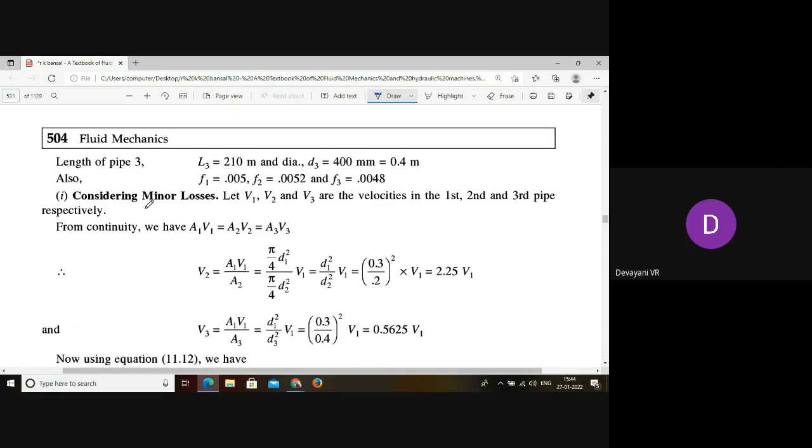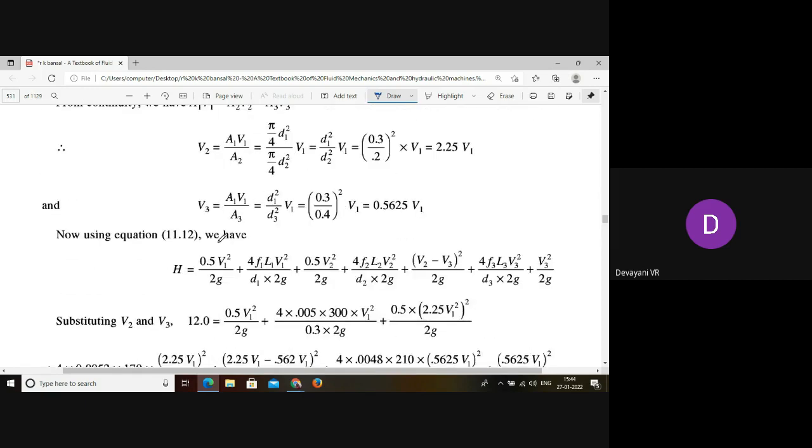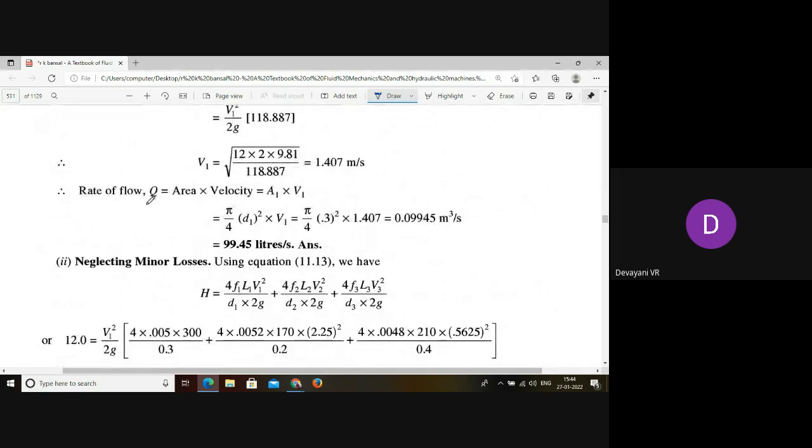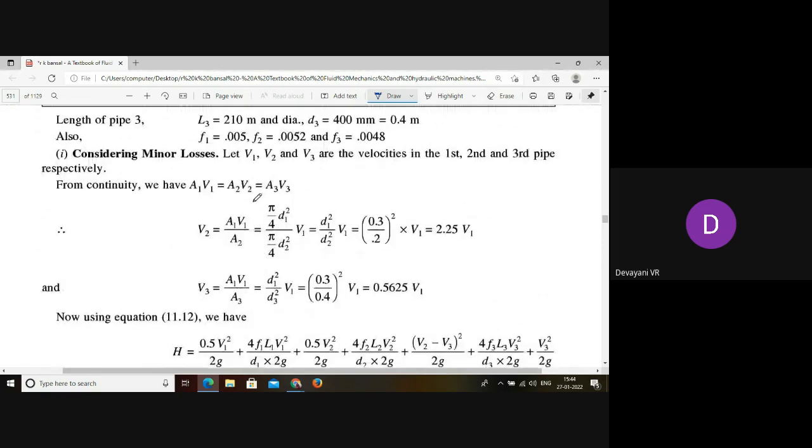So first, considering the minor losses, we should calculate the discharge. For that, let's take the velocities V1, V2 and V3 flowing in the pipes, and use the continuity equation. If the pipes are connected in series, the discharge flowing in the pipes is the same, so the product of area and velocity is equal: A1 V1 equals A2 V2 equals A3 V3.